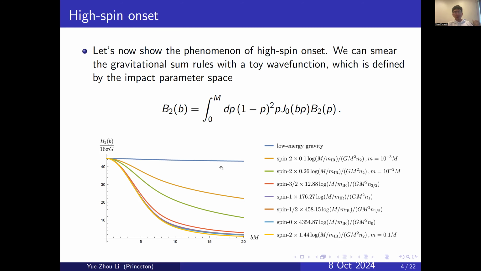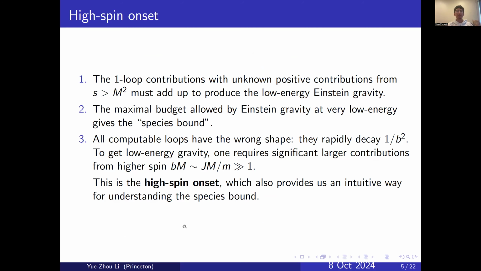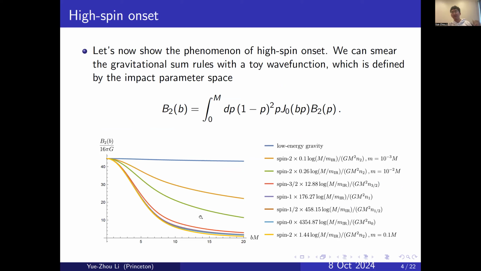But the idea that the dispersive sum rule says is that the energy gravity has to be reproduced at all impact parameters and all energies if we sum up those sum rules at high energy. But as we see here, all the computable loops have the wrong shape at higher impact parameter. So the idea is that all those curves decay very fast at higher and higher impact parameter, that is, higher and higher spin.